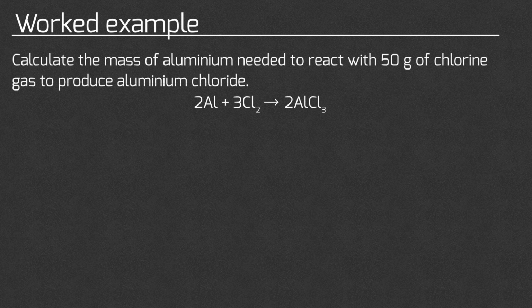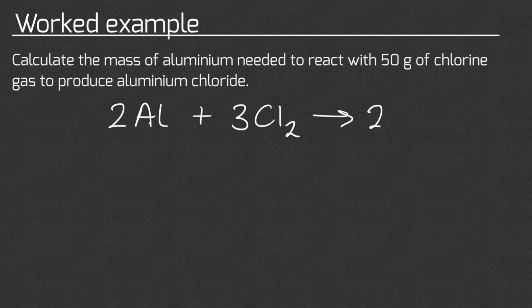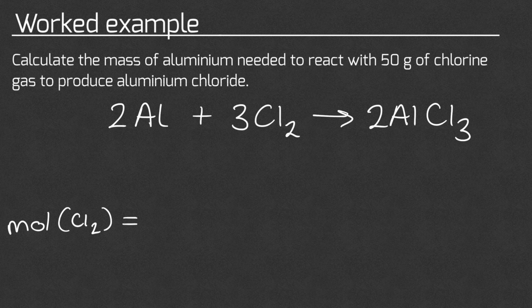In this question, we need to calculate the mass of aluminium needed to react with 50 grams of chlorine gas to produce aluminium chloride. So the first thing we'll do is rewrite the equation so we can see it a little bit more clearly. And we're given the mass of chlorine in the question, so we can use that to work out the moles of chlorine. We know that moles equals mass divided by relative molecular mass.